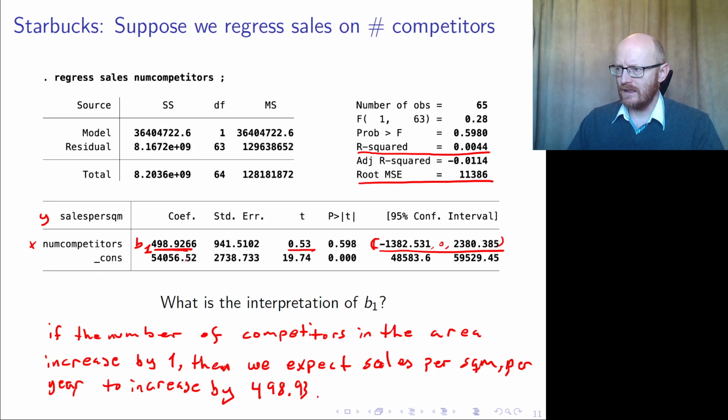Let's see, and likewise for the simple regression model, when we regress sales per square meter on number of competitors, this positive coefficient, which was not statistically significantly different from 0, contains the indirect effect from the median income onto number of competitors. Okay.